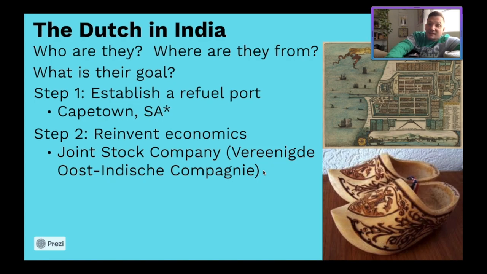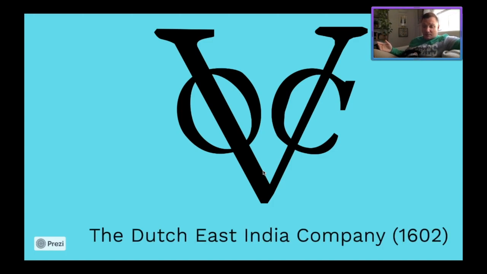And the company that they created was known as the Verenigde Oost-Indische Compagnie, which in Dutch means the Dutch East India Company. And that right there is their logo. They actually had a brand. Like when you think of Nike, you think the check. When you think of Lululemon, you think of that Omega symbol.